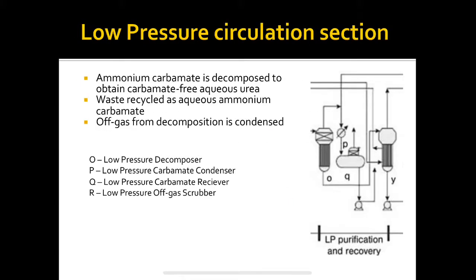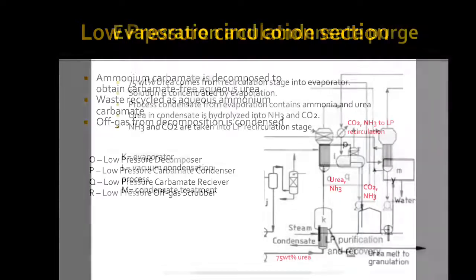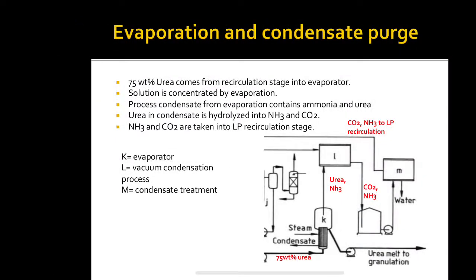In the low-pressure recirculation section, ammonium carbamate is decomposed to obtain carbamate-free aqueous urea. Waste is recycled as aqueous ammonium carbamate, and the off-gas from decomposition is condensed. And then 75% urea comes from the recirculation stage into the evaporator. The solution is then concentrated by evaporation.